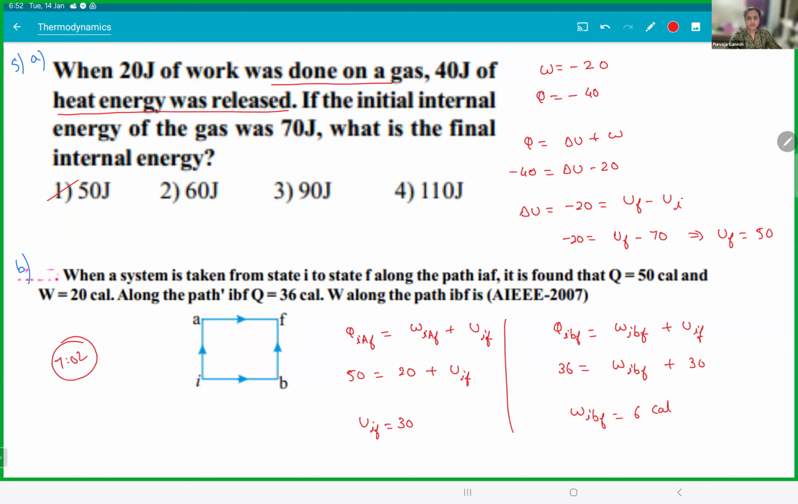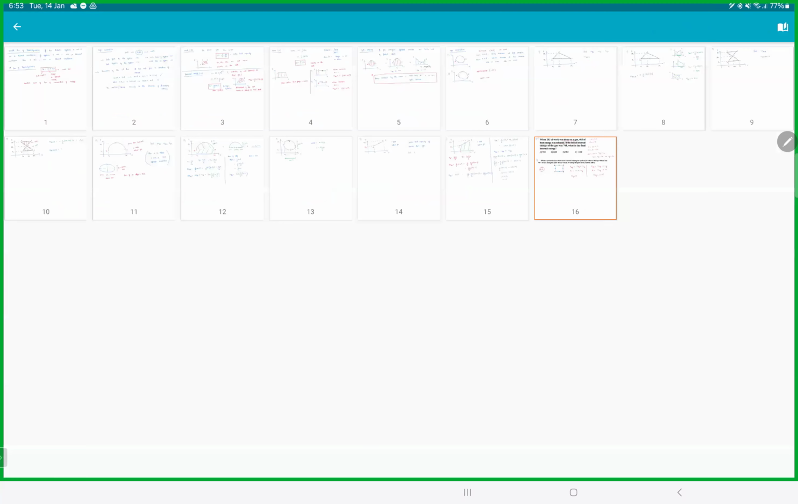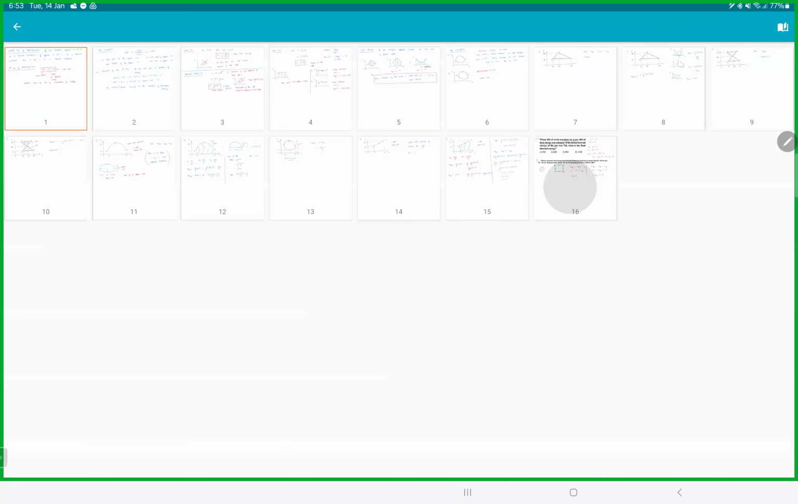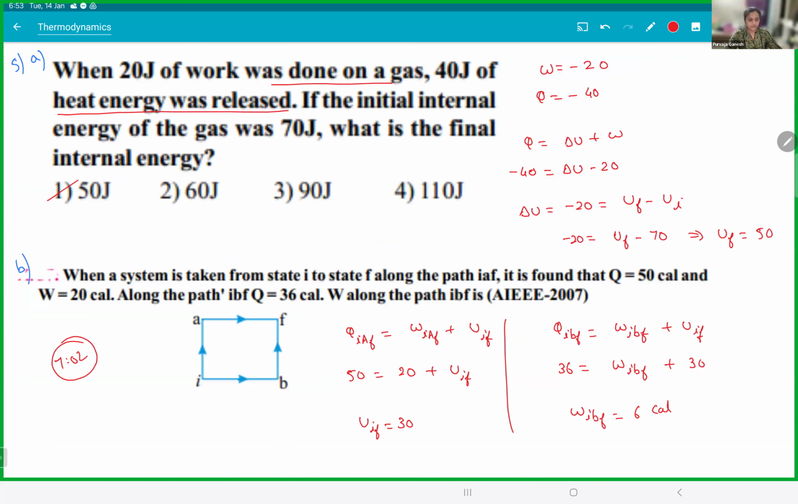Sir, won't delta U be equal to Q plus W in the A part? Why Q plus W? This is not chemistry. Paul, be careful. Q is delta U plus W. Physics made this. Yes, sir. Sorry, sir. Sign convention is different, na? Happens a lot. Be careful.